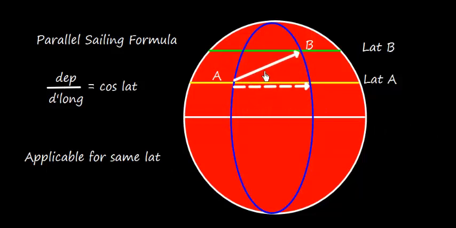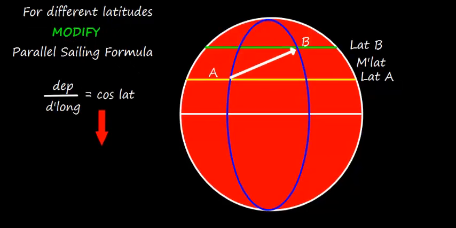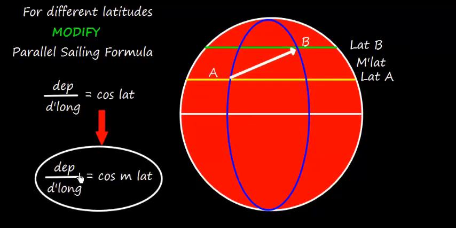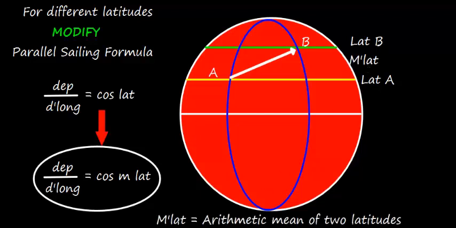That means the latitudes are different. So for different latitudes, we need to modify this parallel sailing formula. The modified formula is departure by d long is equal to cos mean latitude. So instead of latitude, we have cos mean latitude. Suppose this is latitude A and this is latitude B. The mean latitude is the arithmetic mean. So mean latitude is the arithmetic mean of the two latitudes.